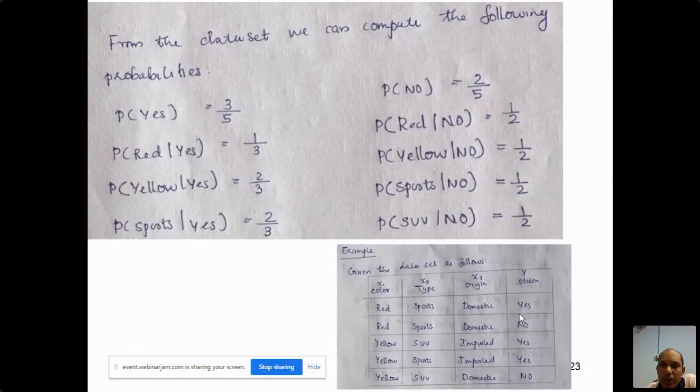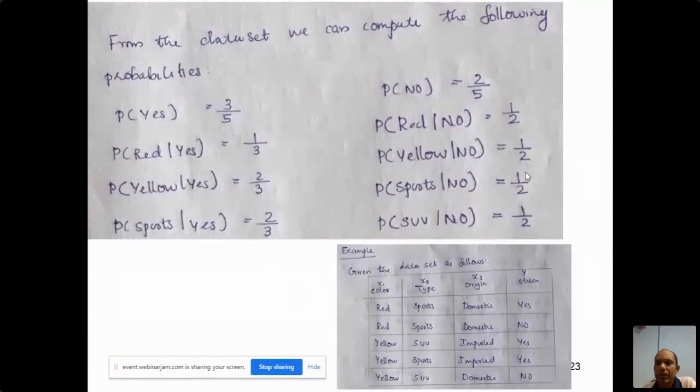For yellow, in two cases yellow maps to S. So this is 2 divided by 3. Similarly for sports, there is one sports, and there is another sports. So S means 2 times sports is there for S. So 2 divided by 3. Similarly for the no class.